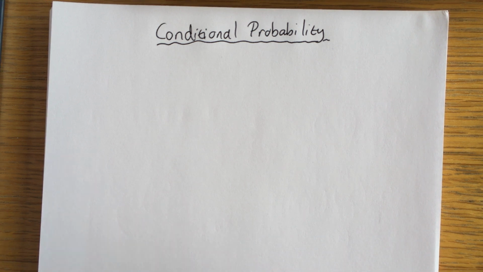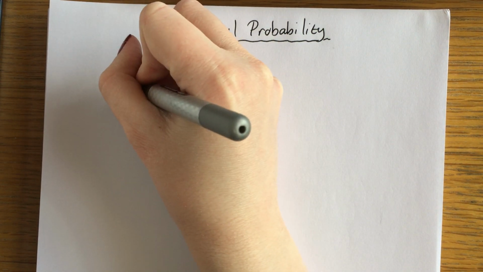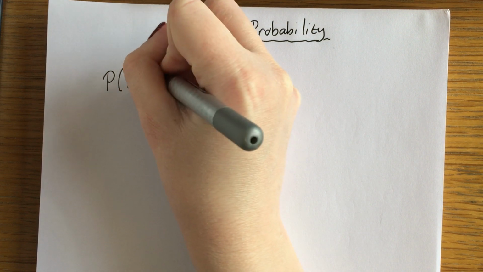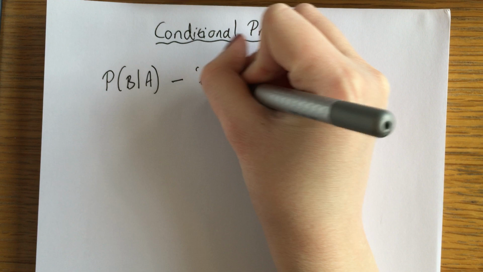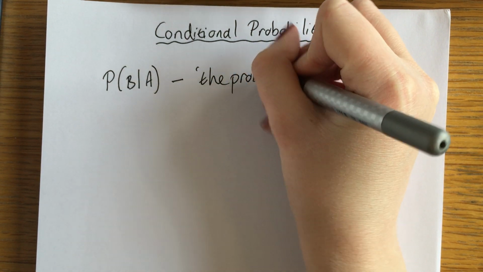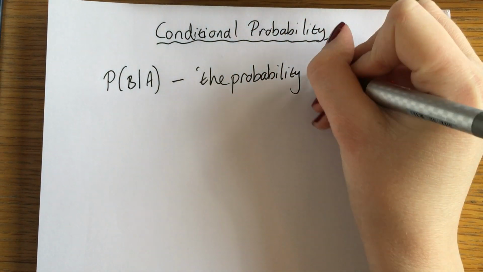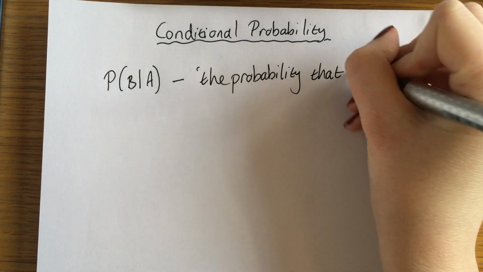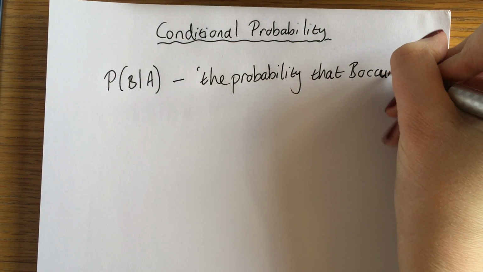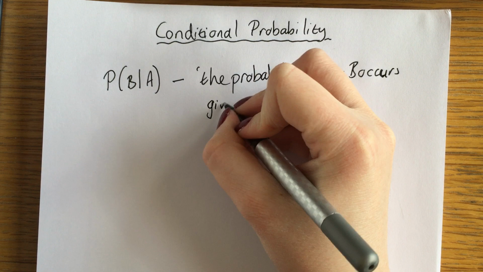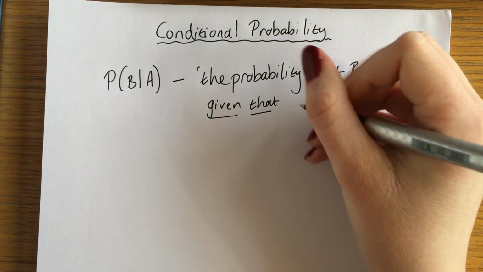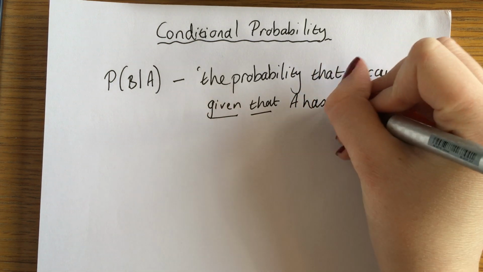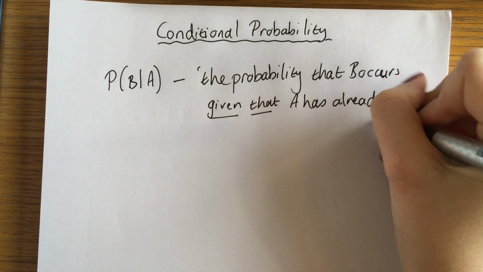Now the way that we write conditional probability is like this. This is the probability that B occurs given that A has already occurred.